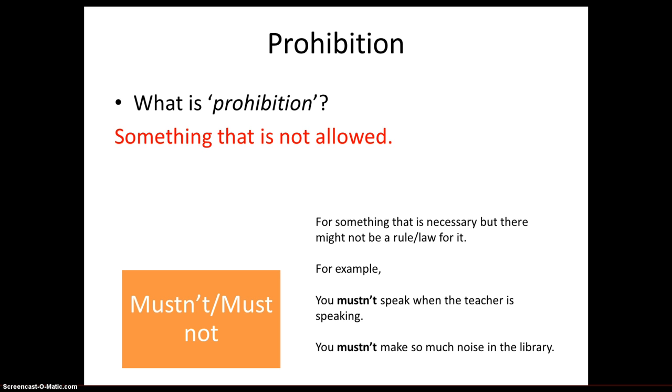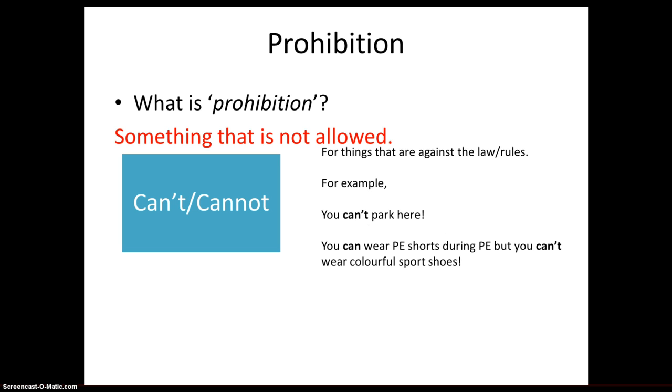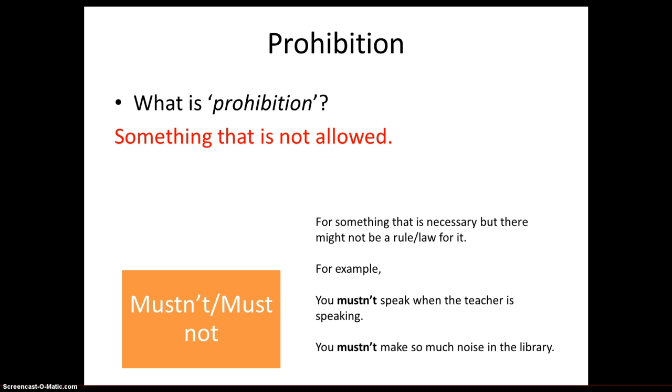So if you want to stop someone from doing things and you are very strong about it, you'll go back to using cannot. If you want to advise someone, maybe you shouldn't do this because it will inconvenience other people, you will use mustn't or must not. So that's prohibition, things that are not allowed.